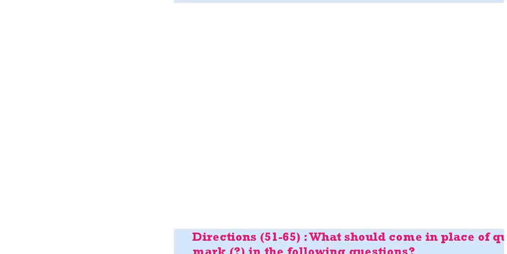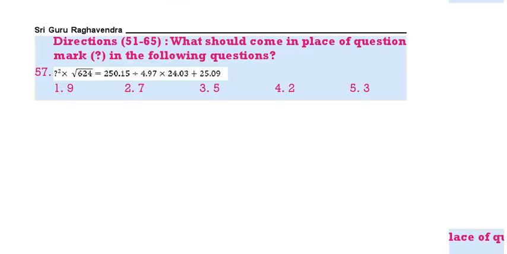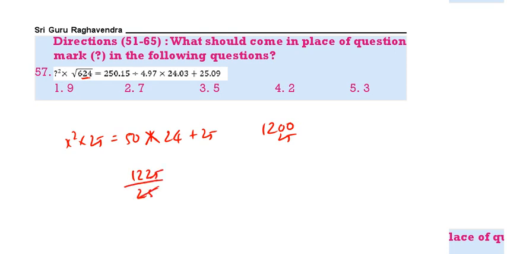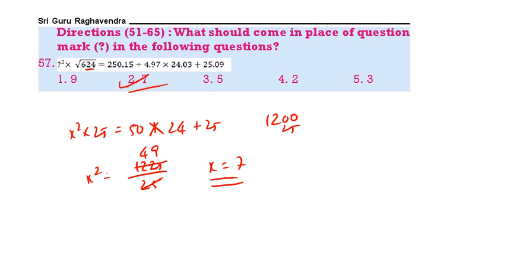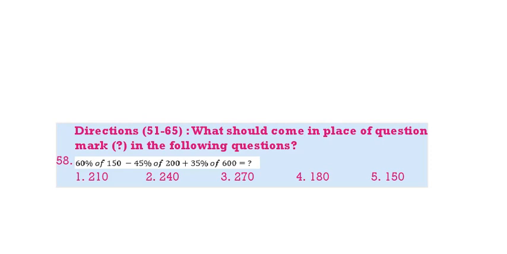Next question. This is approximate. Even though this is given, this is approximate. X square into 25 is equal to 250 by 5 is 50. 50 into 24 plus 25, that is 1200 plus 25, that is 1225. So 1225 by 25, 25 fours, 25 nines, x square 49, x value 7. 7 is the correct answer. Then see the next one.